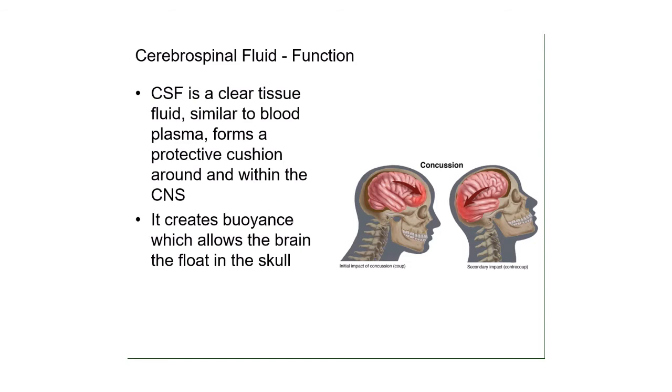Basically, it creates a buoyancy force that will allow the brain to kind of float in the skull, right? If you move your head forward suddenly, because of inertia, your brain is gonna float backwards. Okay, and during very forceful collisions, such as in contact sports, or if you fall and hit your head, it's possible that your brain is going to hit the inside of the skull. And by having a layer of CSF around it, it basically prevents a concussion from happening. Okay, it kind of cushions the brain to prevent it from hitting the inside of the skull.